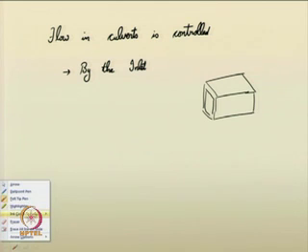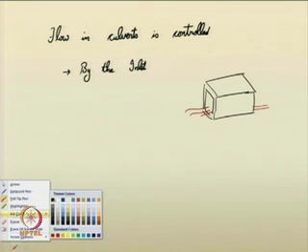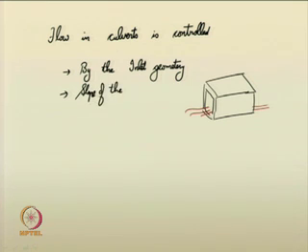So, you have the inlet water coming like this, this is the outlet of the culvert. So, the inlet geometry also plays an important role. Inlet geometry, then the slope of the culvert bed.